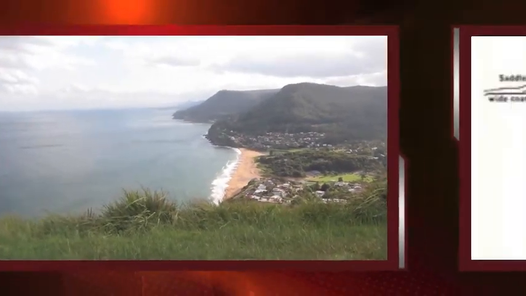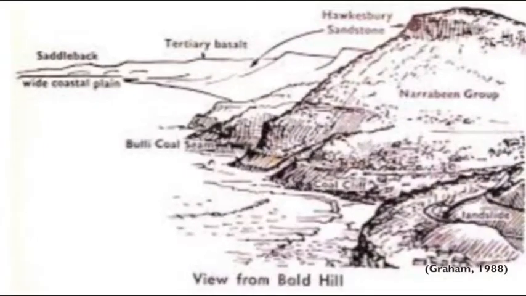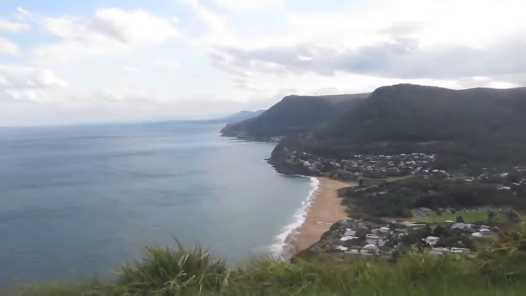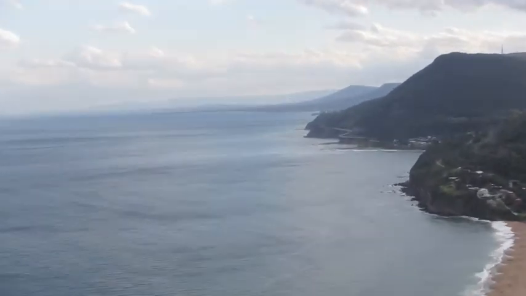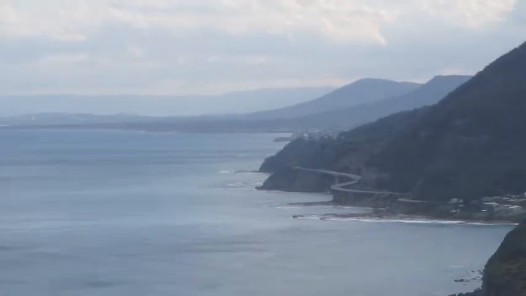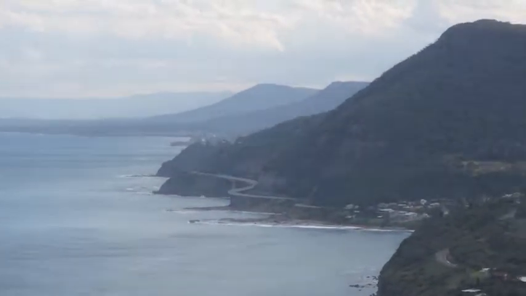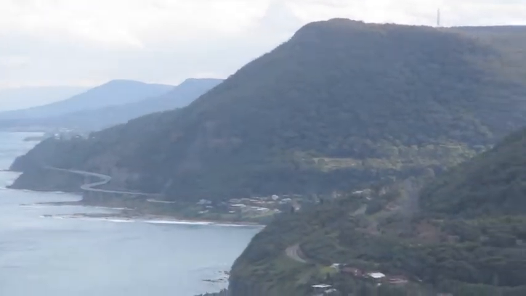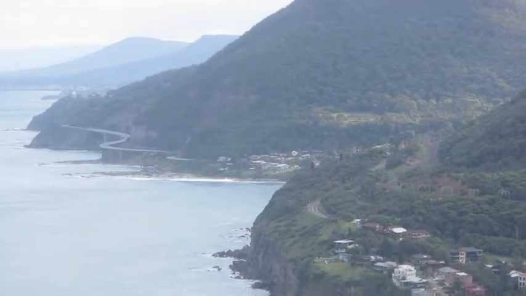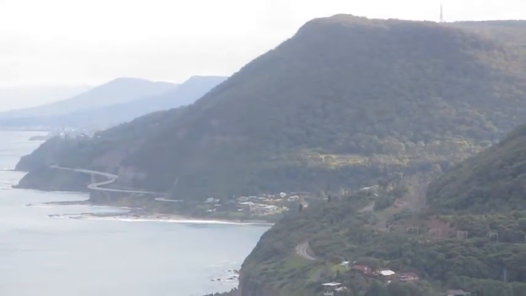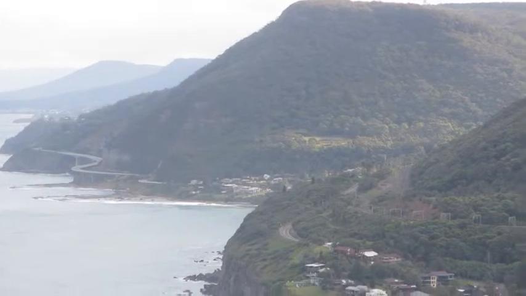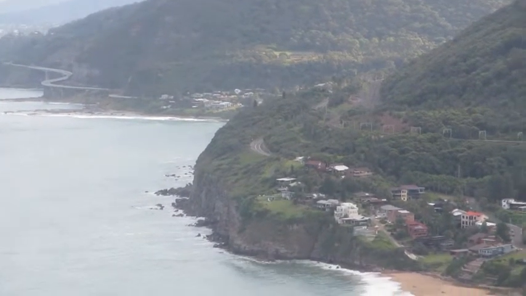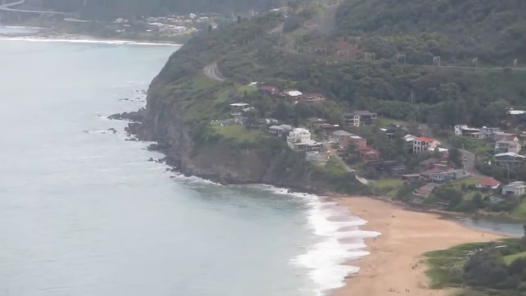In this image and footage, you can see some of the various parent materials from Bald Lookout at Stanwell Park. Zooming in, you can see the saddleback in the distance on the wide coastal plain, followed by the tertiary basalt, Hawkesbury sandstone stretching all the way down the southern coast, Narrabeen group, moving down to the Bulli Coal Seam and Coalcliff.